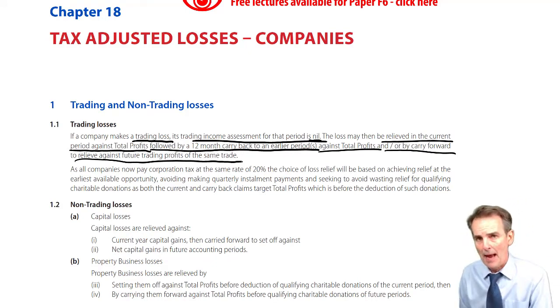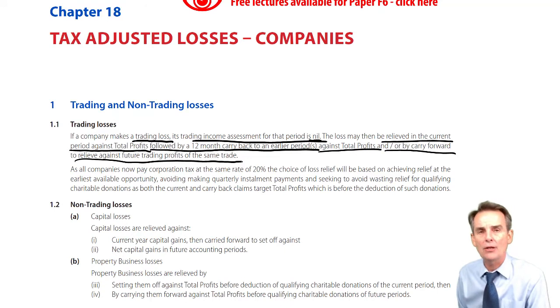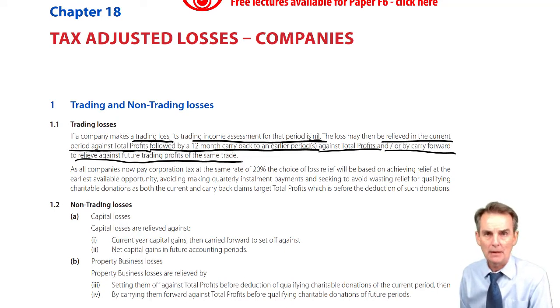There's a choice, therefore, about the loss reliefs that we make. So in making that choice, we need to know what objectives we are striving to achieve. How do we get the best use out of those losses? It's an important planning issue and something that the company would need to consider.